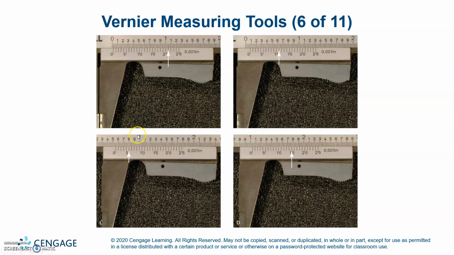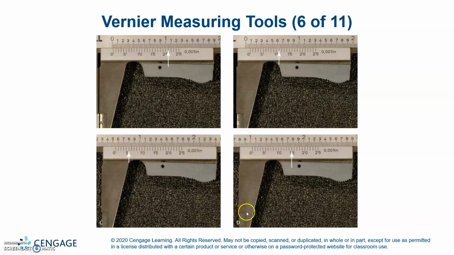On C, you can see the 0 is still before this 1 inch mark, so it's going to be 0 point. But the 0 is after the 5, so it would be 0.5. The line looks like it's before the third one, so you got 2. So it's 50 plus whatever lines up here, which is the 6. So it'd be 50 plus 6, so 56. So the overall would be 0.556.